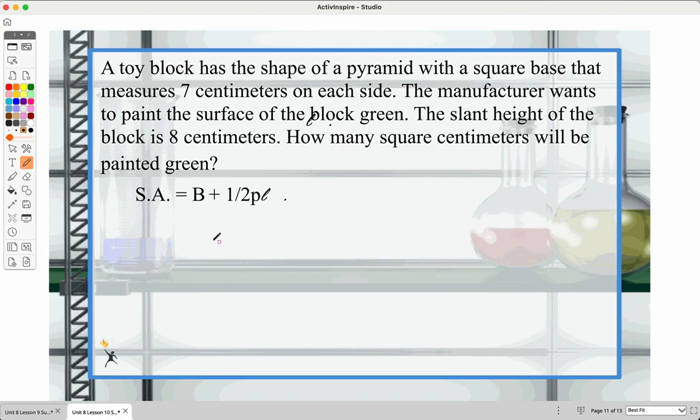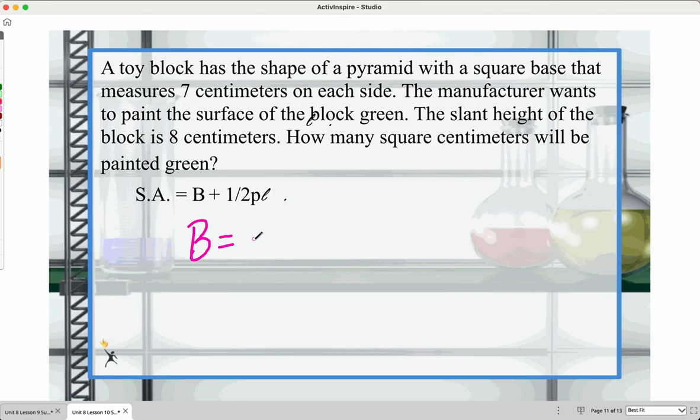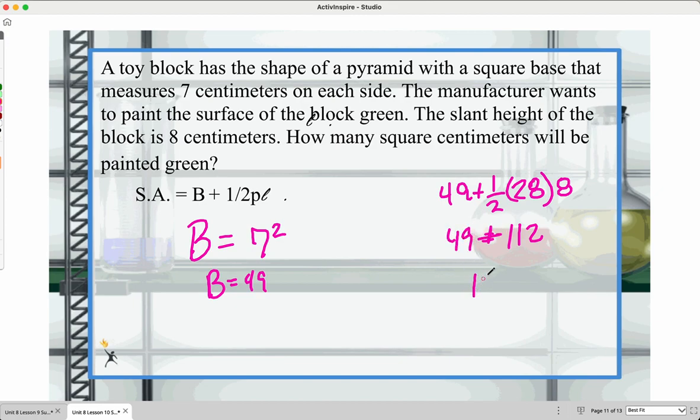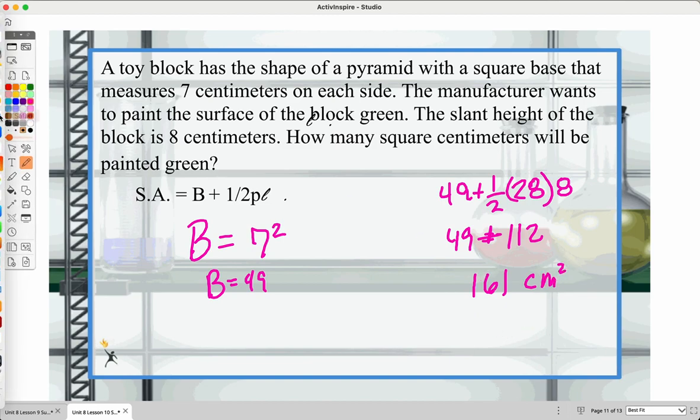All right, so let's work the problem. Let's find our big B first. Big B, it's a square pyramid, so it's really just 7 squared. So big B is 49. So let's put it into our formula. 49 plus 1/2. Our perimeter is 7 plus 7 plus 7 plus 7, that's 28, times 8, which is our lateral slant height, depending on how you want to think of it. So this together really comes to 14 times 8, which gives us 112, plus 49 is 161 square centimeters of paint. And that's how much they would need to paint that green.